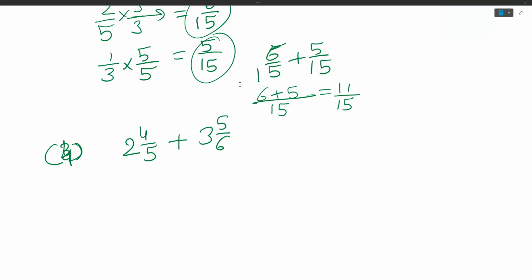Ma'am, I meant 3 and after that the fraction. Yes, convert it into the improper fraction. Oh, you told a mixed fraction. Yes. What are you saying? Is it correct? Anvit, write your answer in a mixed fraction, na? Okay.